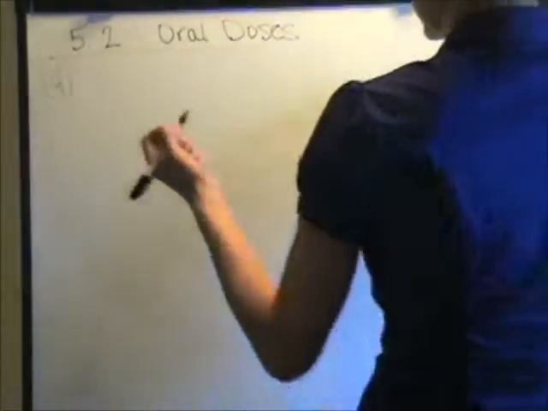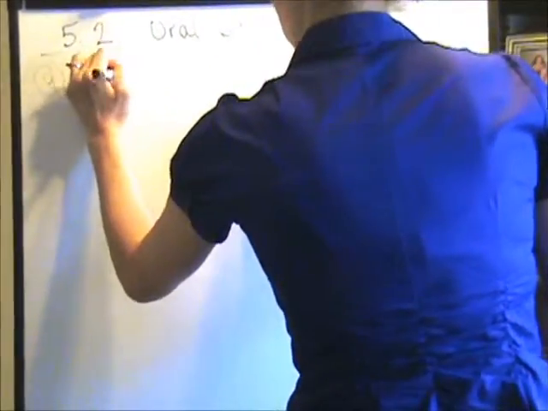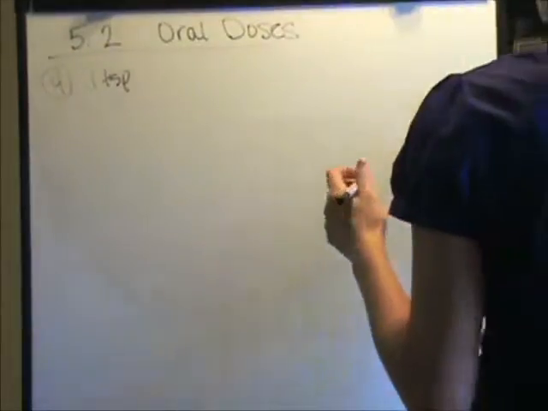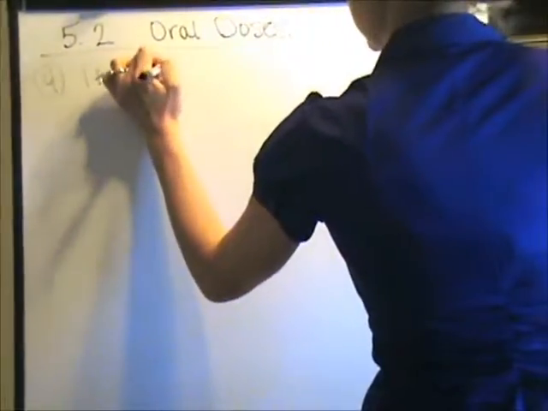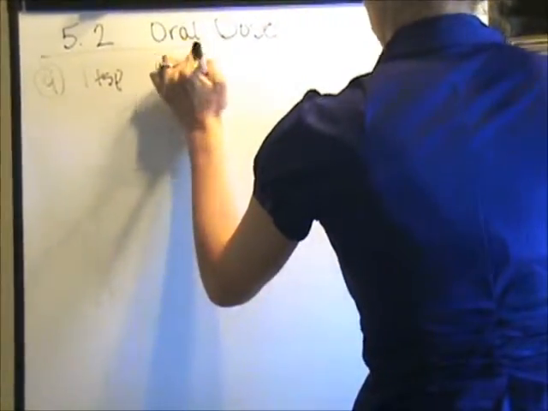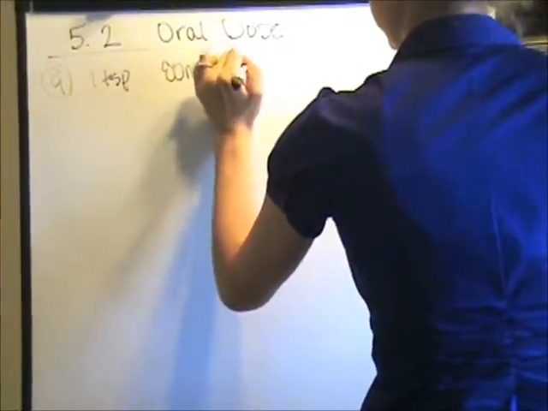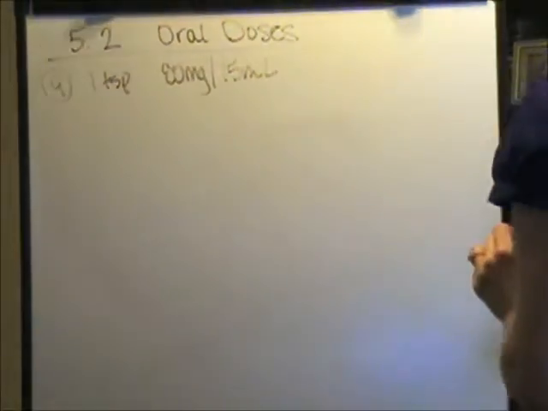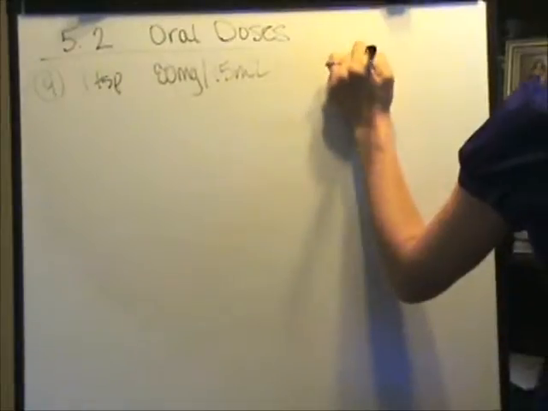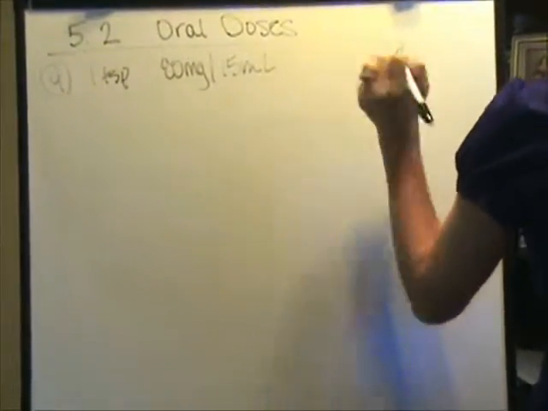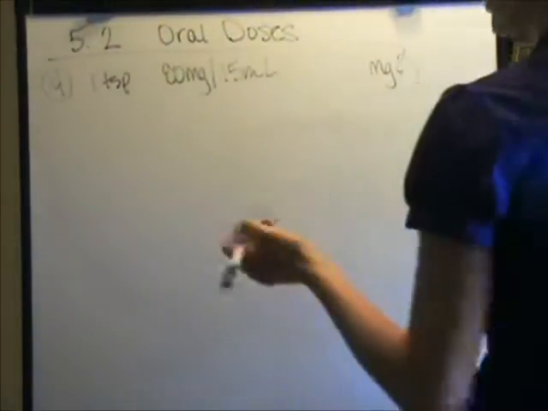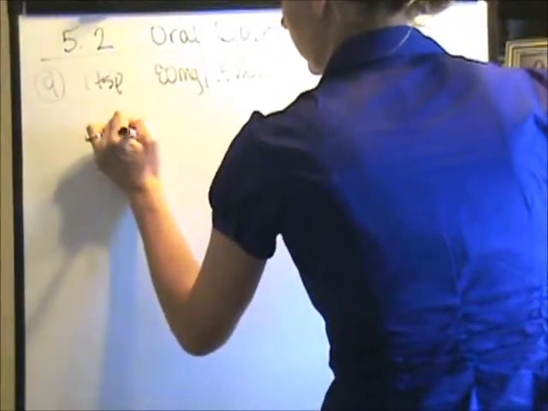A patient takes 1 teaspoon daily of a medication with a concentration of 80 milligrams per 15 ml. How many milligrams are in 1 dose? So we're looking for milligrams. That's what we're going to be solving for. That's going to be our variable, so that'll be X.